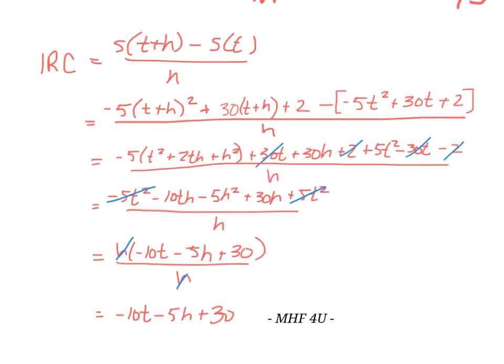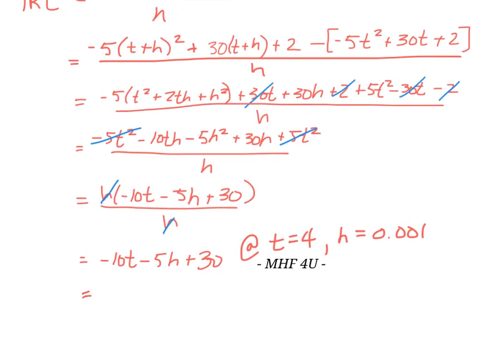So after doing the algebra, your difference quotient should come out to -10t minus 5h plus 30. And look back at the question. We want to know what the velocity is at a t of 4. So we want to know this at t equals 4. And for an h value, why don't we just use 0.001 again? It seems to be working for us so far. And this question is not much different than the previous ones. If we plug that all in, we should get a value of -10.005.